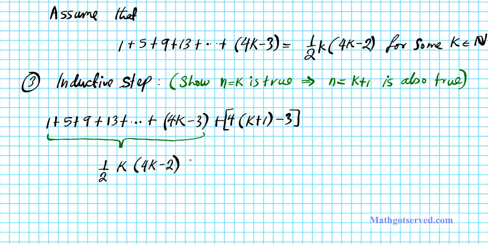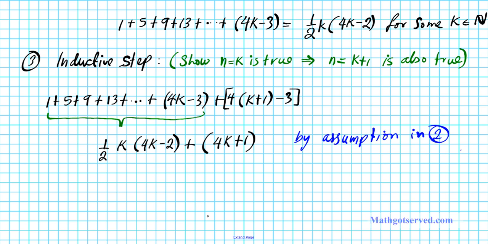And then we can simplify this a little bit, plus 4 times k is 4k. 4 times 1 is 4 minus 3 is 1 plus 1 there. And then this is, let's put a side note here, by assumption in part 2. Okay, so we're making use of our assumption in part 2.